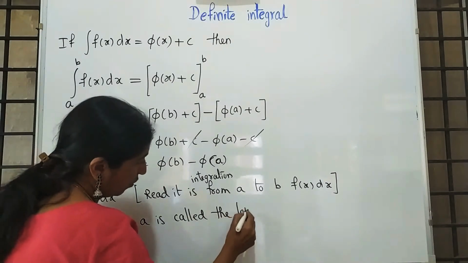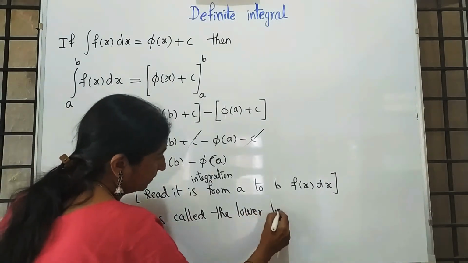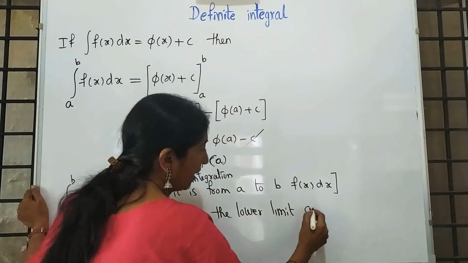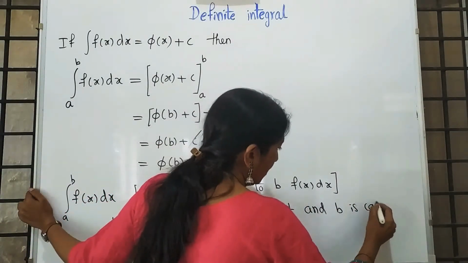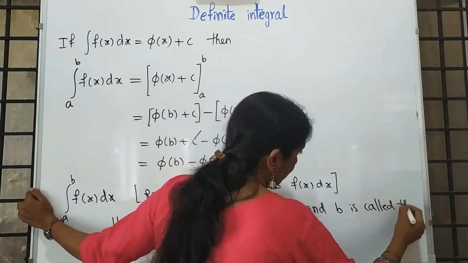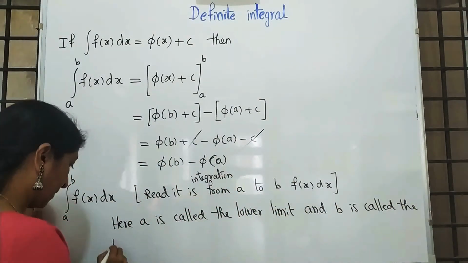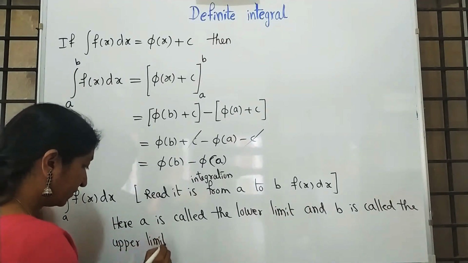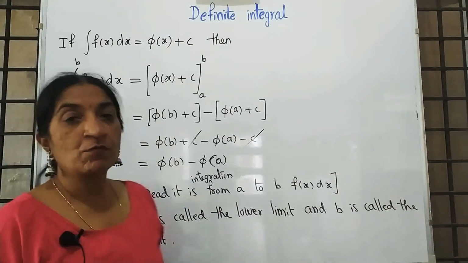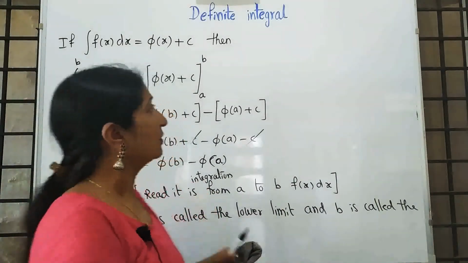a is called the lower limit and b is called the upper limit. So now we are moving towards examples.